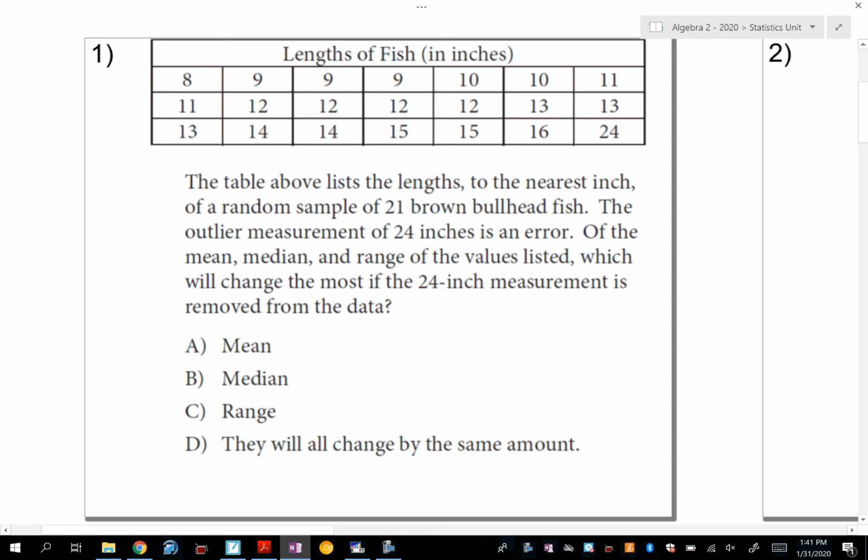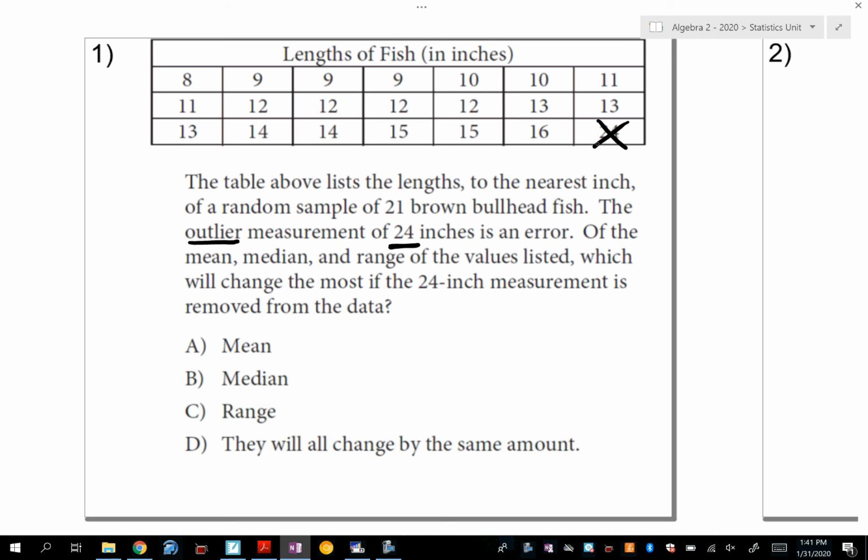All right, so in number 1, it says we have a table that gives us the lengths of fish in inches. And it says 24 is an error, a mistake. They use that word outlier. You've heard that word from me. It just means something that's far away in one of the directions. So it's not like the other ones. So if they remove it, so 24 is gone now, which measurement is going to change the most?